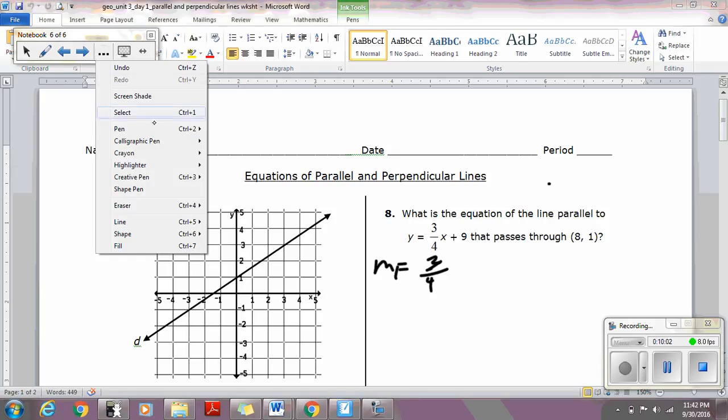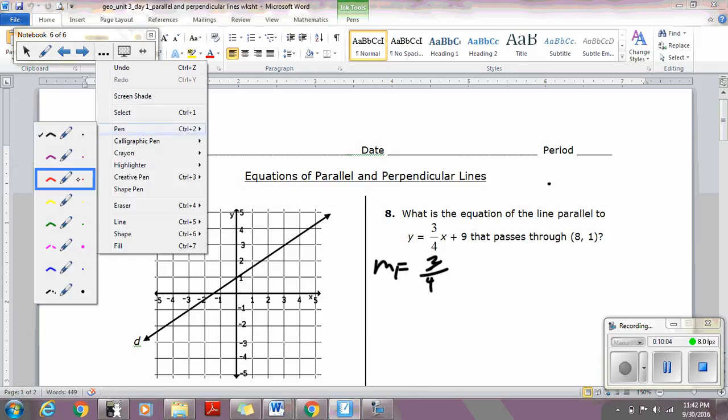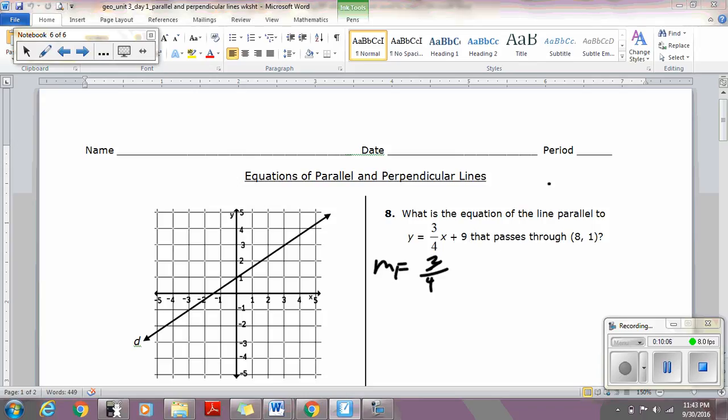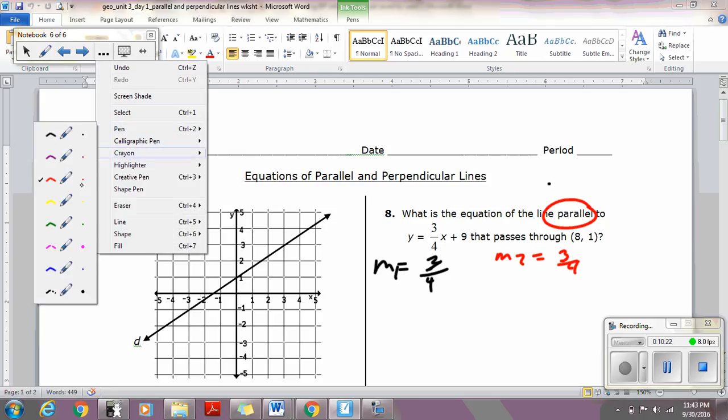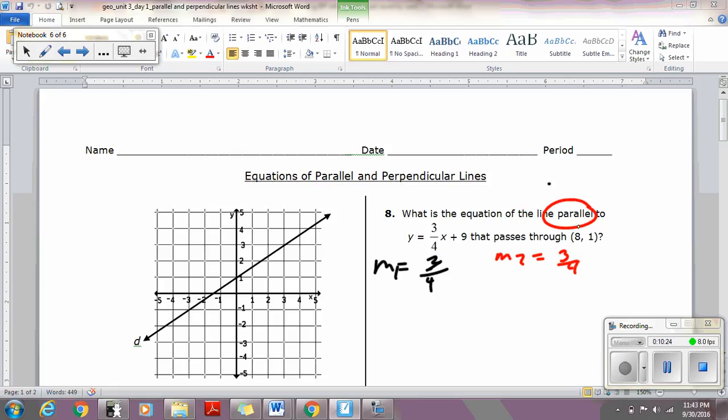We need to write a new equation. So we're going to need slope 2. And slope 2 will have to be parallel to slope 1. So that means it should also be 3 over 4. So that means now we're going to use the given point as x and y and substitute it into y equals mx plus b. So 8 is x, y is 1.